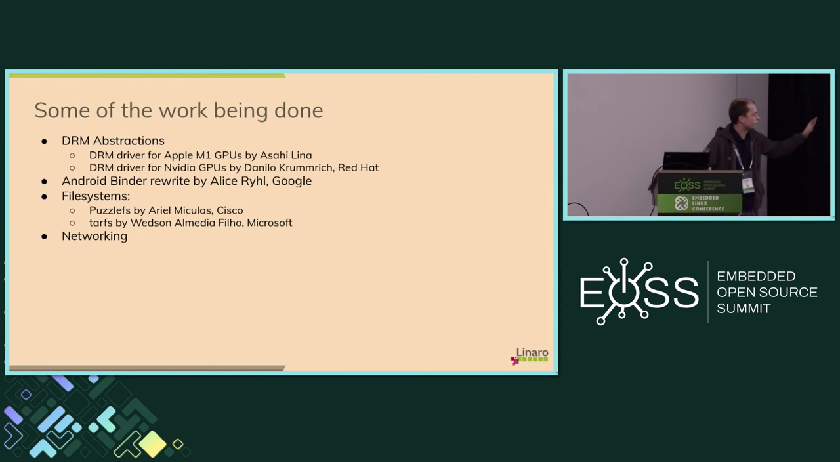So these are the real things that are happening and that seem to have a future going forward. It's the DRM abstractions. There is one for the Apple M1 GPUs and one for the NVIDIA GPUs. They are also trying to rewrite the Android binder in Rust, and there are a couple of file systems, PuzzleFS and TileFS, which are kind of toyish, and a little bit of networking as well.